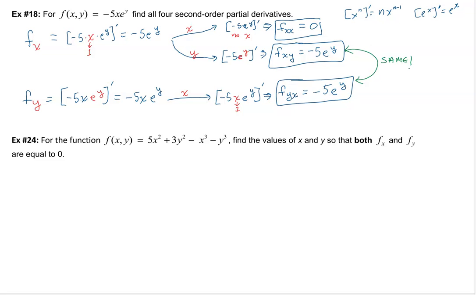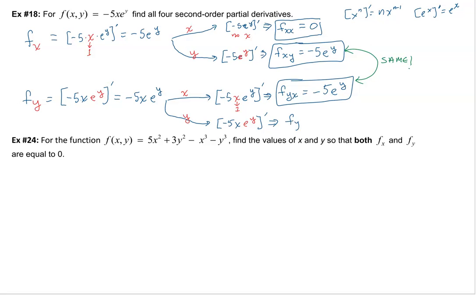So that's nice. And then one last partial to calculate, starting with f sub y and doing y again. We've got negative 5x times that e to the y, which just keeps coming back over and over again.